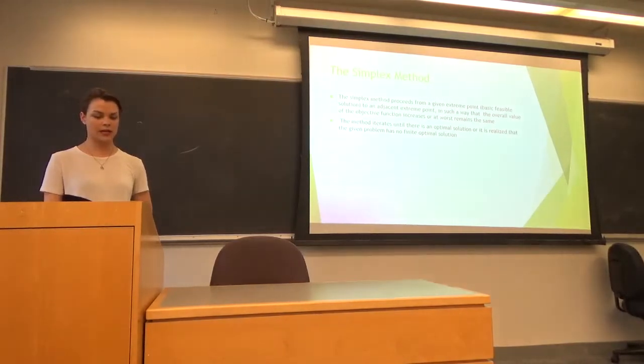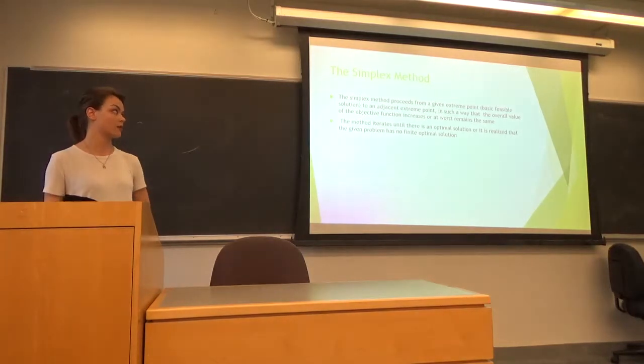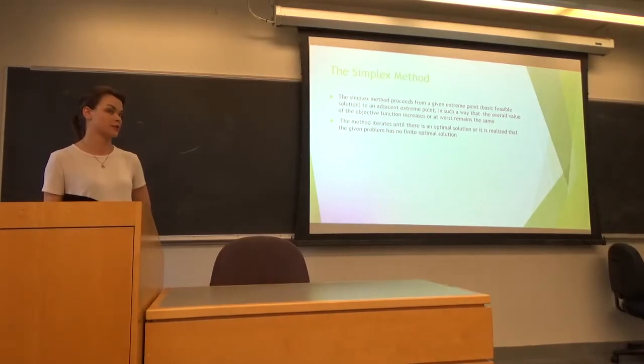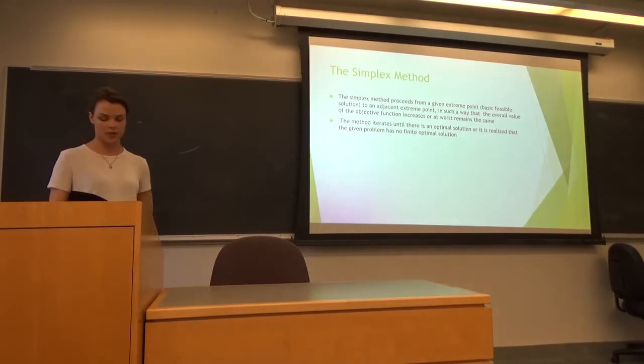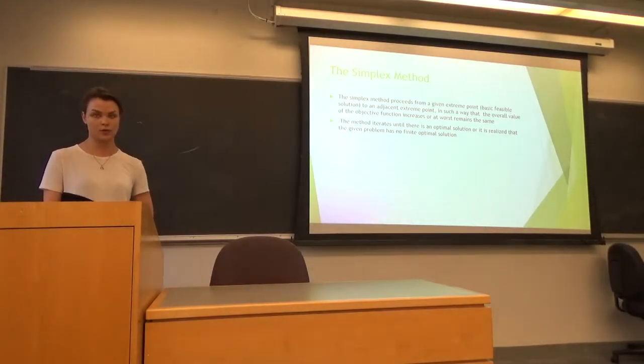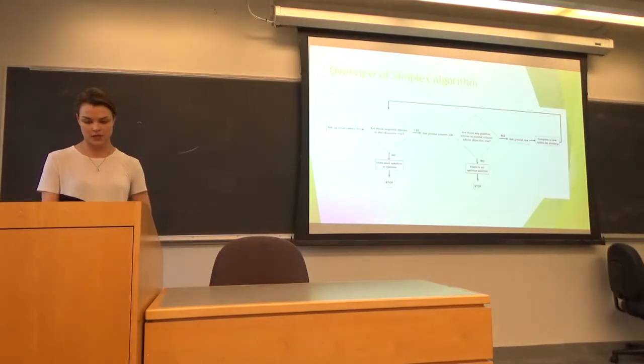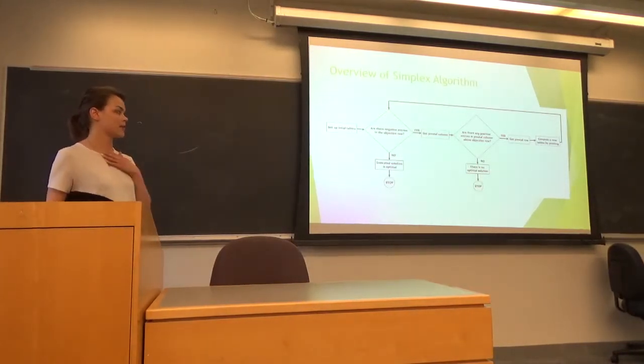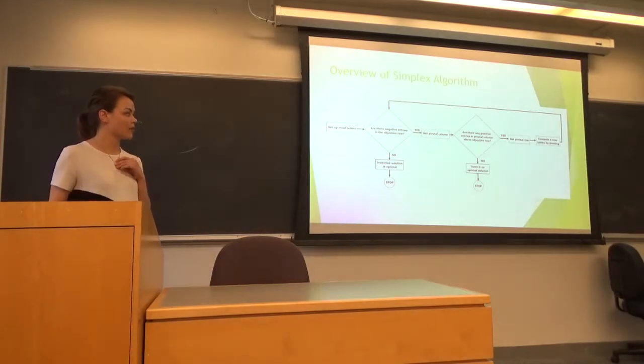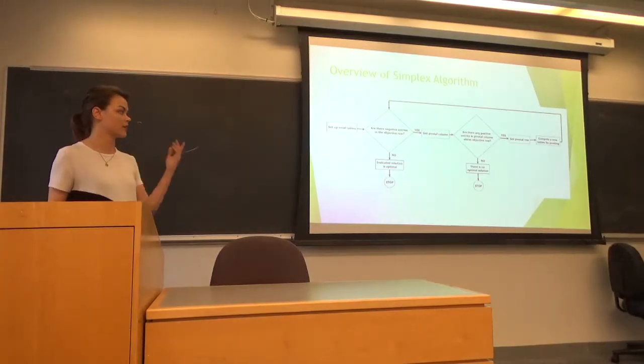So just to recap, the simplex method proceeds from a given extreme point to an adjacent extreme point in a way that the overall value of the objective function increases or, at worst, remains the same. The method iterates until there's an optimal solution, or we realize that the given problem has no finite optimal solution. And just to show you this algorithm one more time, this is how you would set up the table, and again we would first look if there are negative entries in the last row. If yes, then we get a pivot column, find the pivot row, and get a new table by pivoting. If no, then we know the indicated solution is optimal.